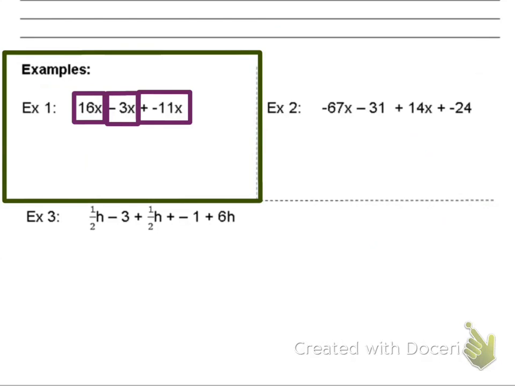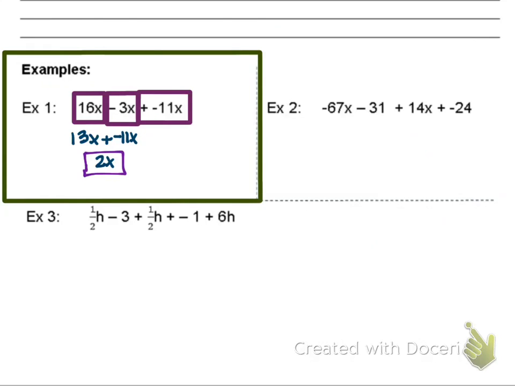And go ahead and then combine them together. I usually go from left to right to help myself. So 16x minus 3x is going to give me 13x. And I'm going to add the negative 11x to get my answer of a positive 2x. Now I'm going to go ahead and take a look at example number 2, which is negative 67x minus 31 plus 14x plus negative 24.